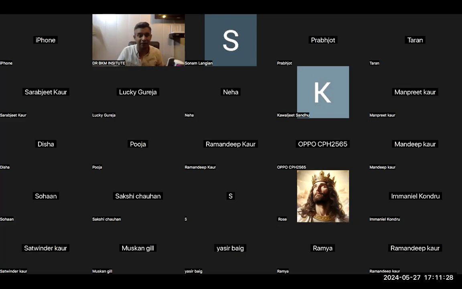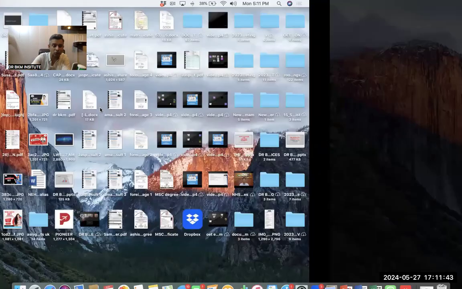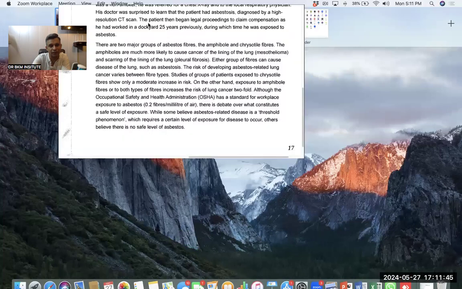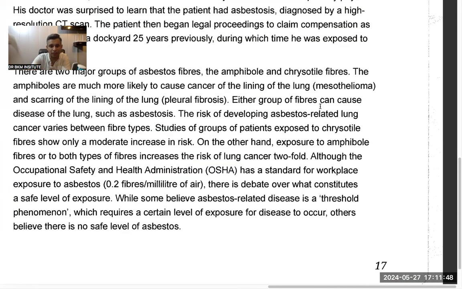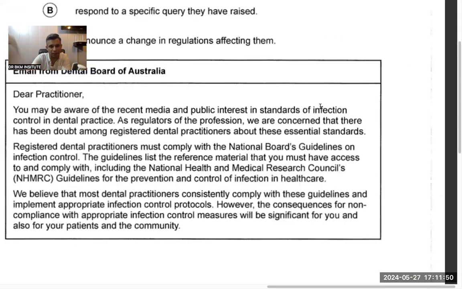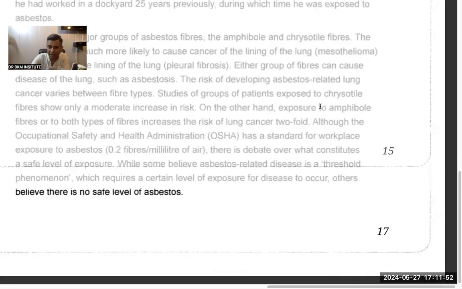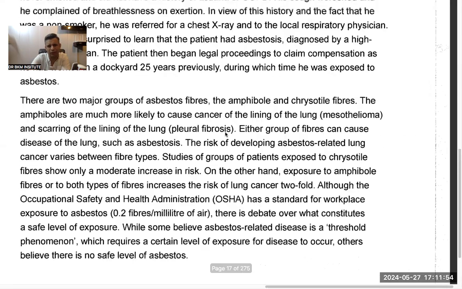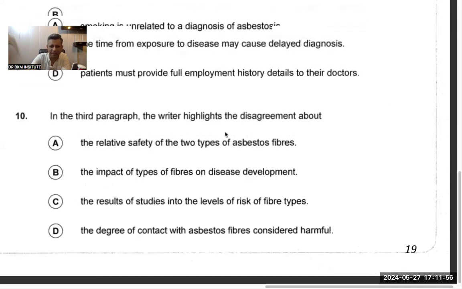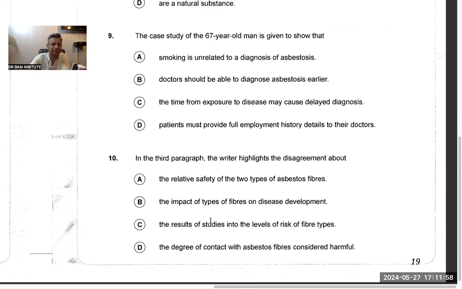While some believe it is a threshold phenomenon, that means there is some kind of toleration, others say no, it cannot be tolerated even at 0.1 level. So that is what the debate is. So degree of contact with the asbestos. So it was a very, very tricky question. The 10th question was the most difficult question we have done. For 7th and 8th, I am posting the videos. 9th and 10th also I am posting the videos. But 7th and 8th were very easy. 9th was okay. I won't say very difficult, but the 10th question was something challenging.